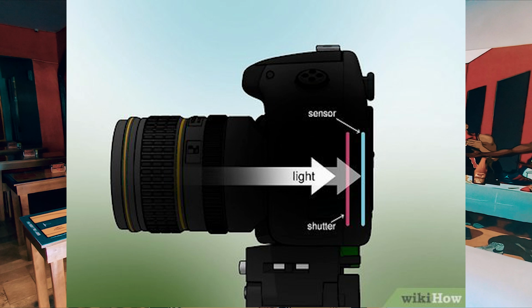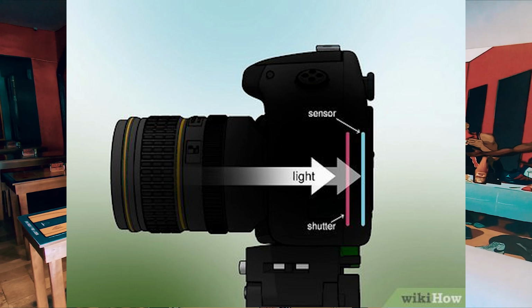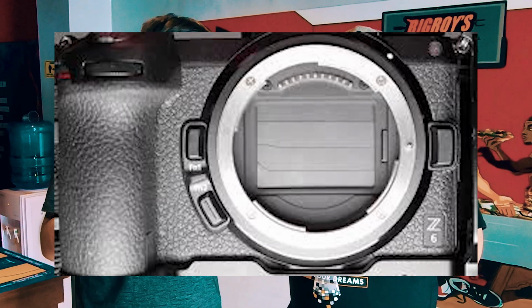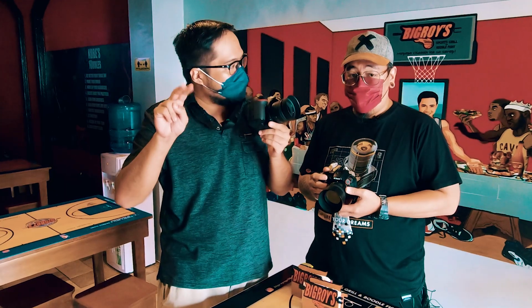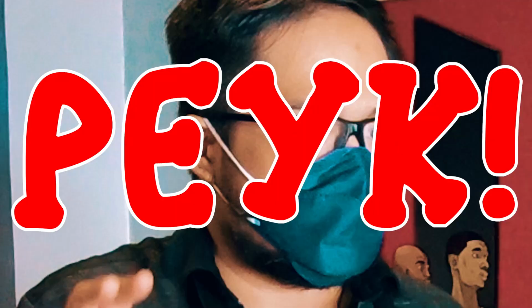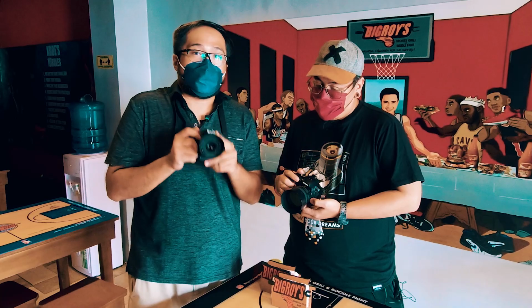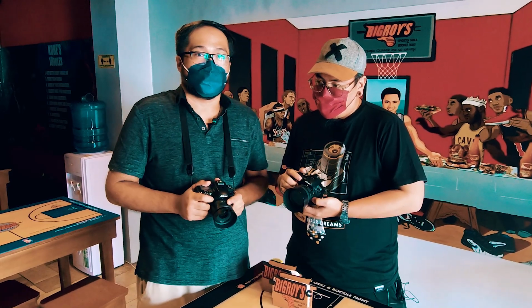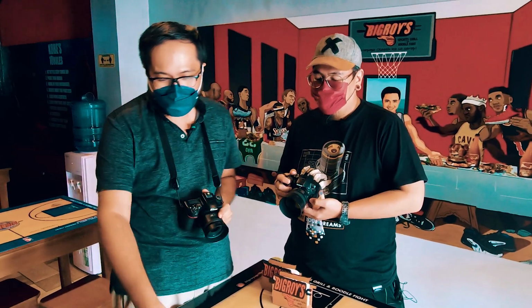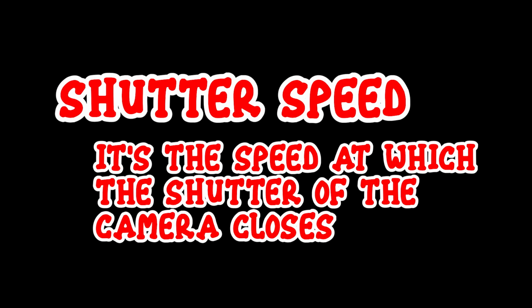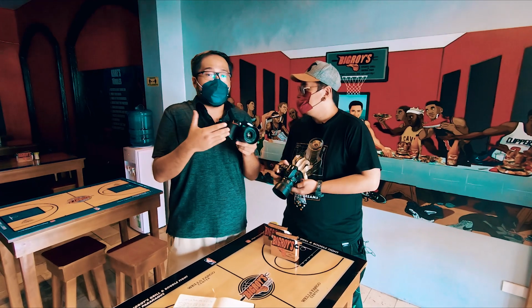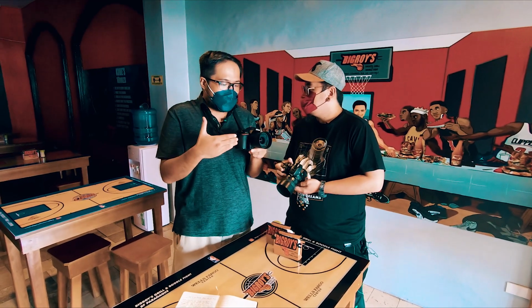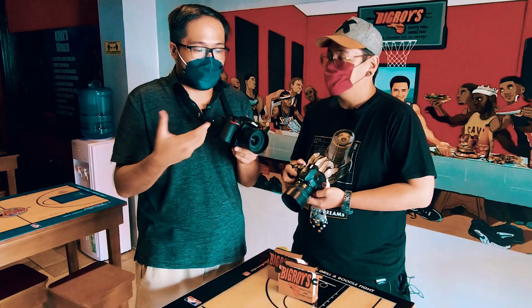For our DSLRs, it's the shutter curtain, or shutter assembly, whatever you want. For our cell phones, it's technically a digital shutter. So it's fake. The shutter speed is the speed at which our camera opens and closes. That means the longer you open the shutter, the more light comes in to our sensor.